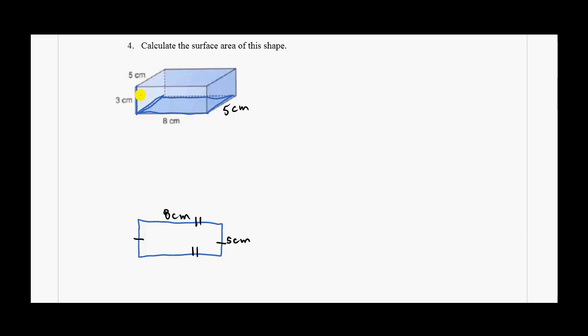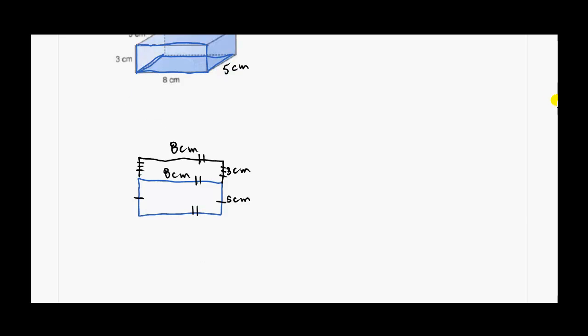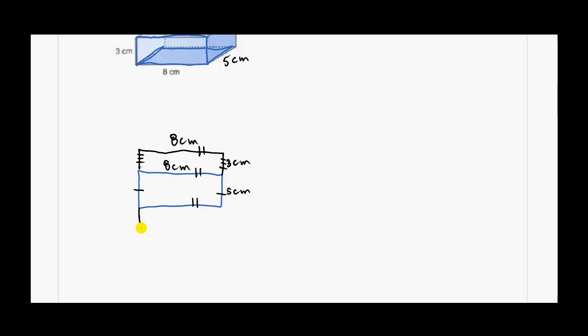We also have the front and back of the rectangular prism. These consist of two rectangles that are 3 by 8. Two hash marks. We have a new side being introduced, so we'll use 3 hash marks. There's a back, also 8 by 3. The top of the rectangular prism is another 8 by 5.